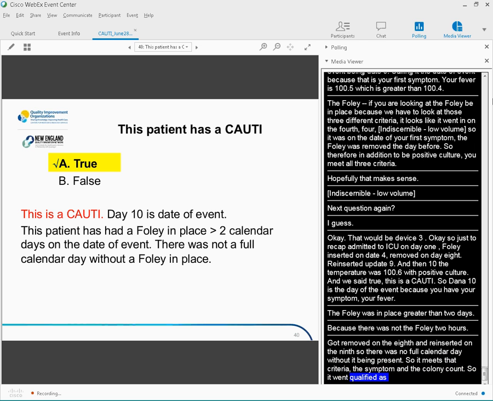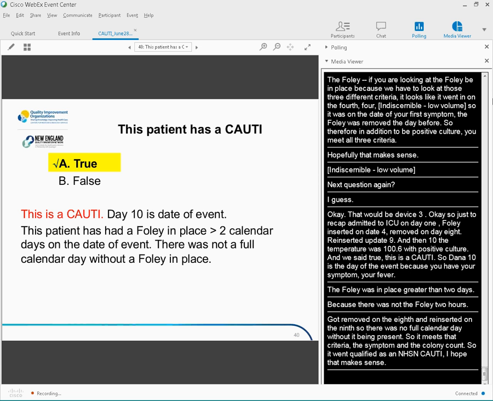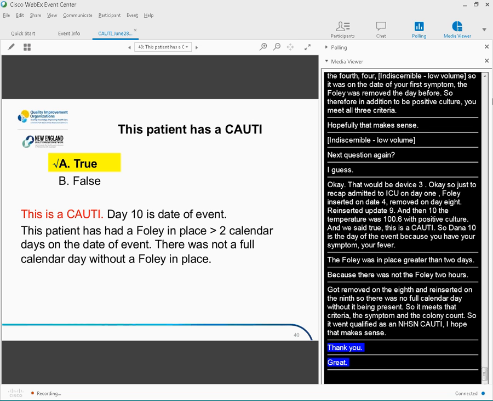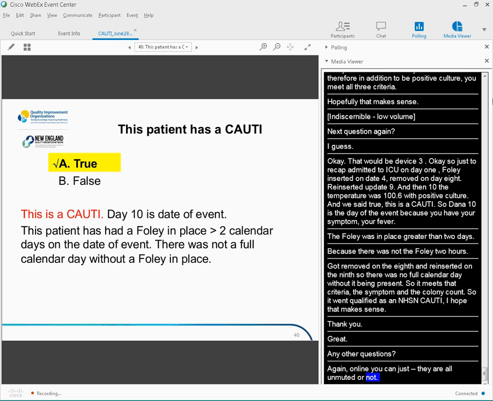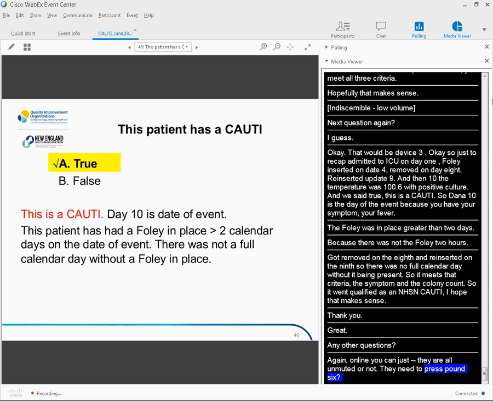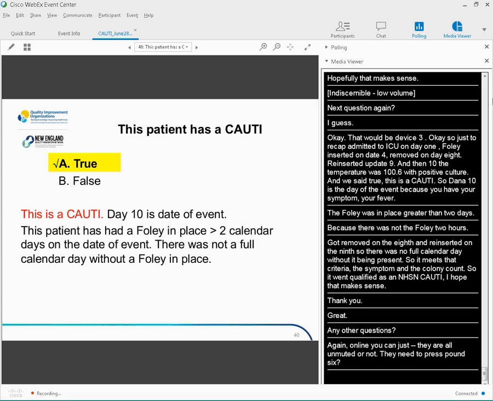Okay, thank you. Oh, good. Okay, great. Any other questions? And again, online, they have to press pound 6, Olivia. You just need to press pound 6 to unmute yourself. If you unmute everyone, you might get some background noise, so we like to keep it muted. But again, it's pound 6 if you'd like to ask a question and unmute yourself.